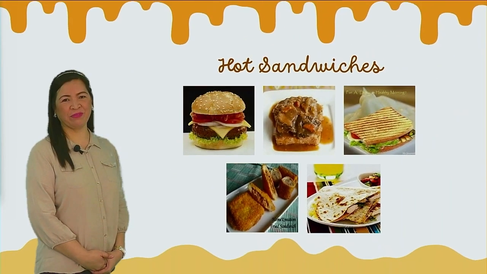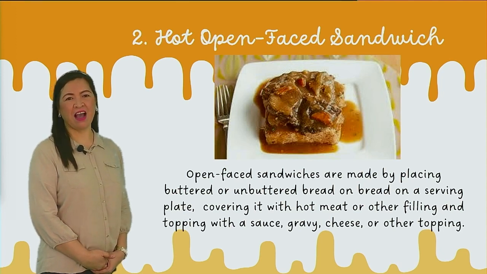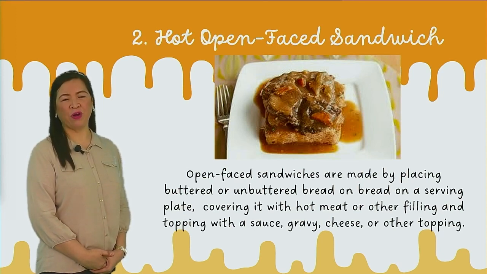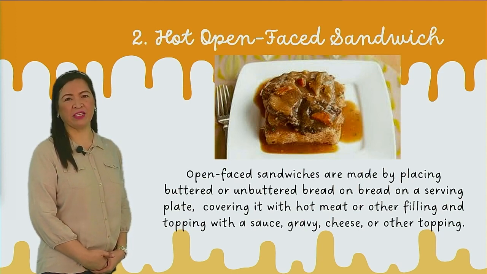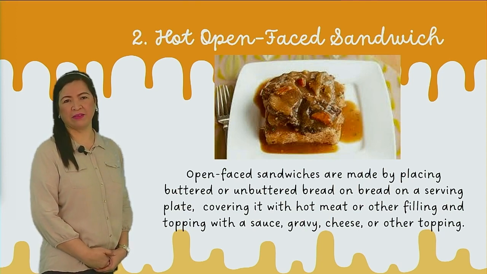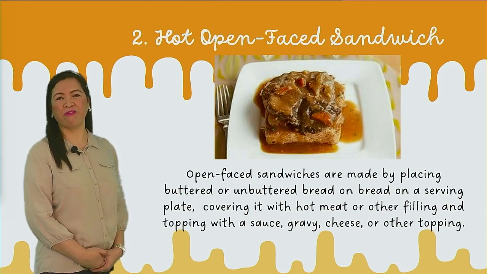Second is hot open-faced sandwich. Hot open-faced sandwiches are made by placing buttered or unbuttered bread on a serving plate. This sandwich is usually covered with hot meat or other filling and topped with a sauce, gravy, cheese, or other toppings. This type of sandwich is eaten with a knife and fork.